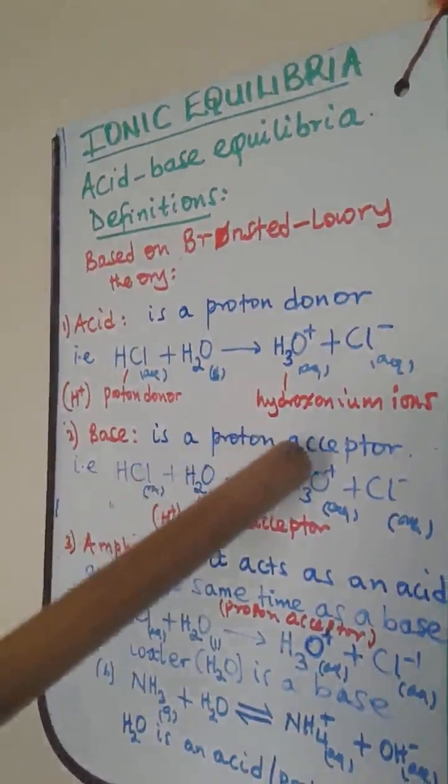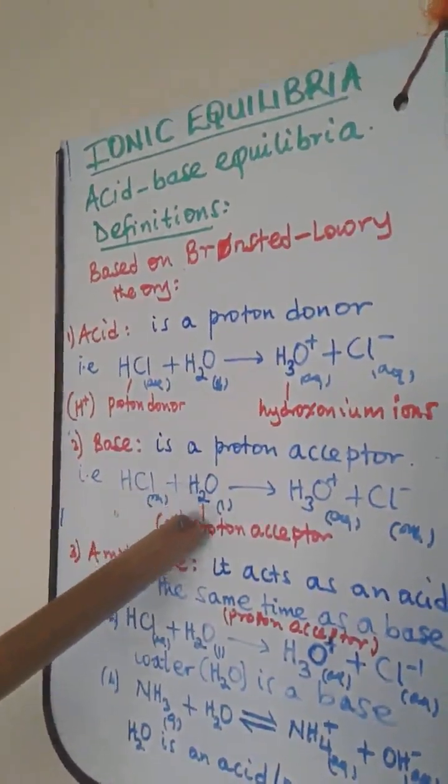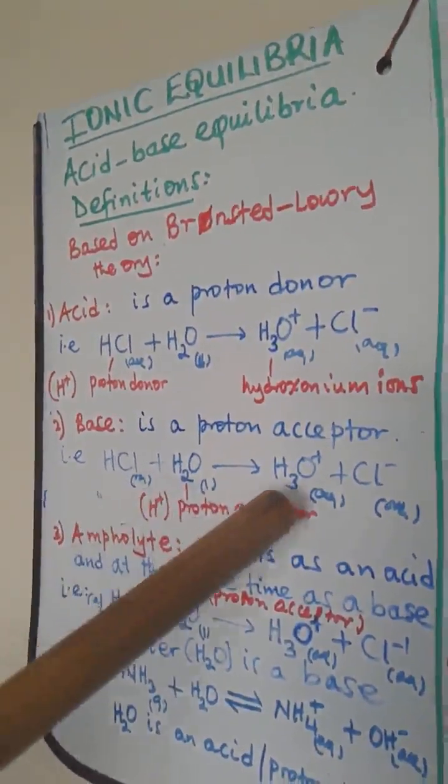Now, a base is a proton acceptor. So in this case water is accepting a proton, so it is a base. It's accepting a proton from HCl. Still we are going to form the same thing.